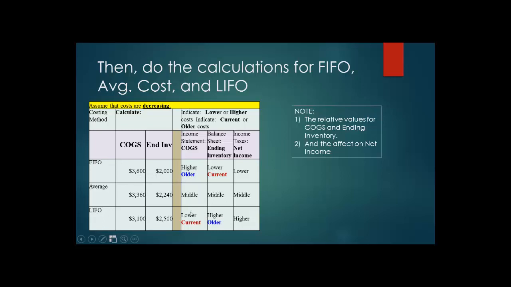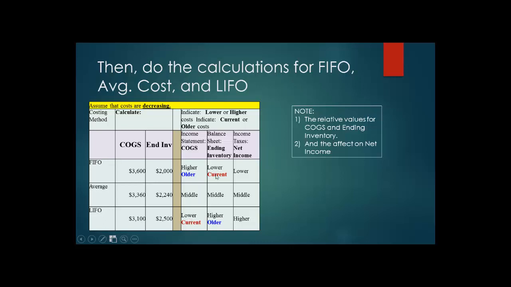So higher and lower. You really don't try to memorize the impact. Just do the math over here and then talk to it. Look at the situation and say costs are going down. Cost of goods sold is higher using FIFO. You're using the older costs, which in this case are higher. For LIFO, you're using the current costs, which in this case are lower.